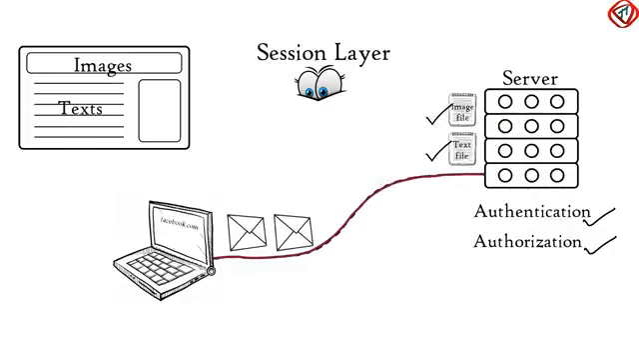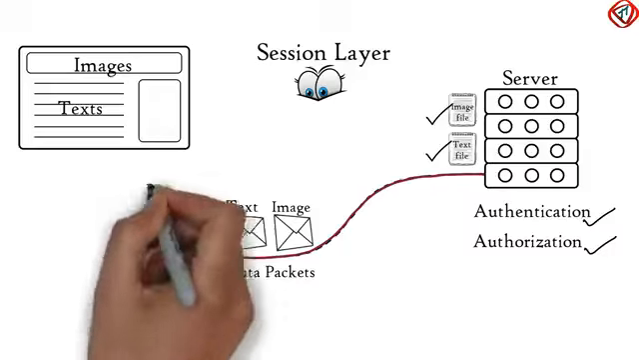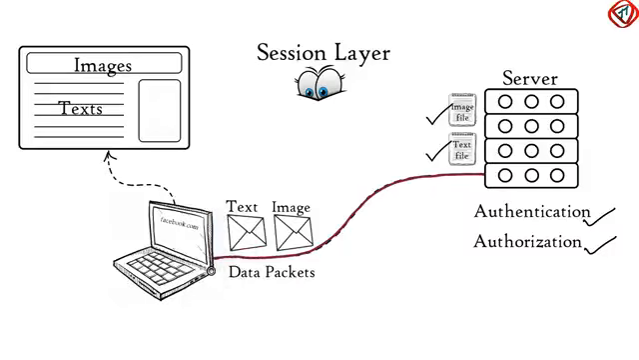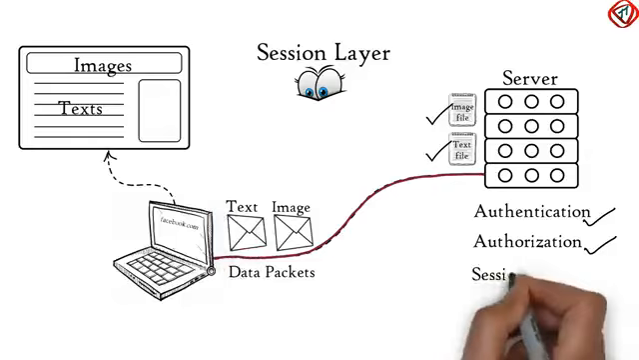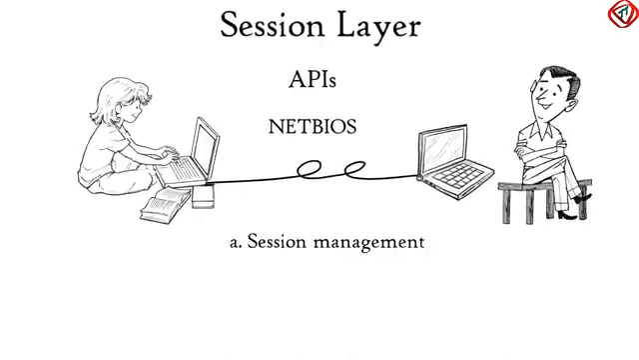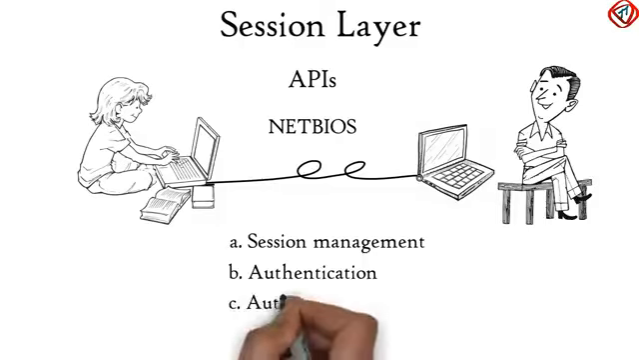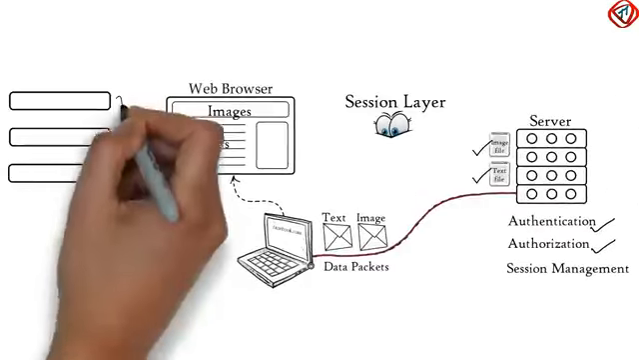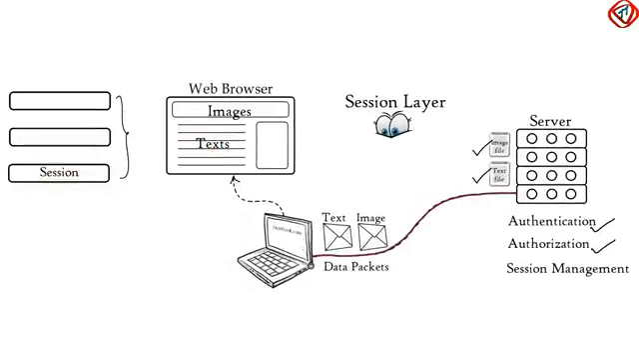These files are received in the form of data packets. Session layer keeps track of which data packet belongs to which file, either text file or image file, and tracks where the received data packets go. In this case, it goes to the web browser. That is, session layer helps in session management, authentication and authorization. Your web browser performs all functions of session, presentation and application layer.